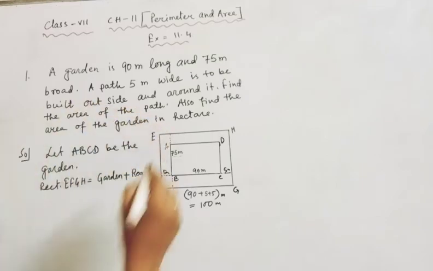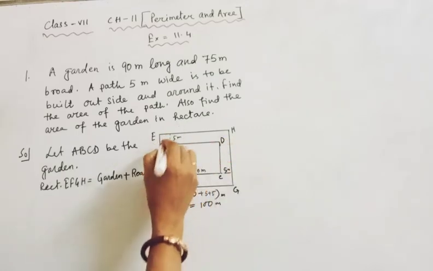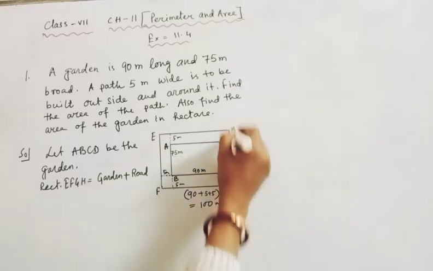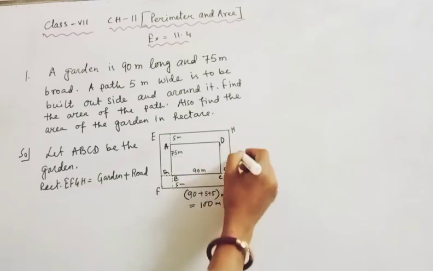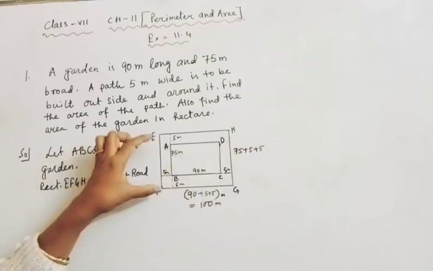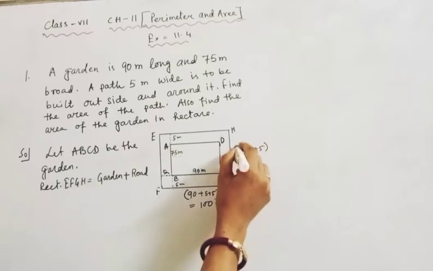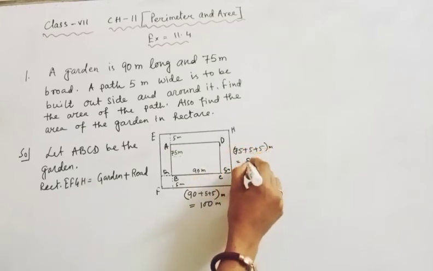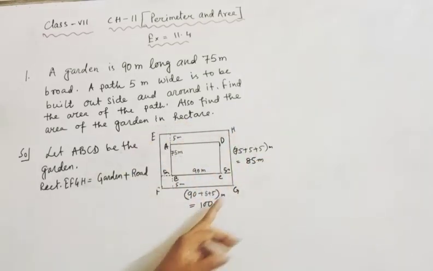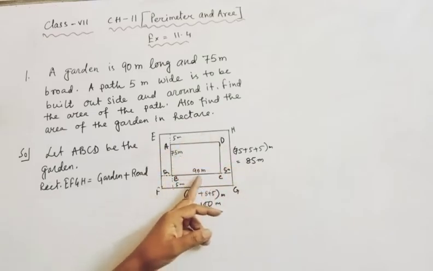So this portion and this portion will be added with DC or AB, then the length of this portion, that is GH, will be 75 plus 5 plus 5, that is 85-meter. So the outer rectangle has length 100-meter and breadth 85-meter. The inner rectangle, that is the garden, is 90-meter and 75-meter.